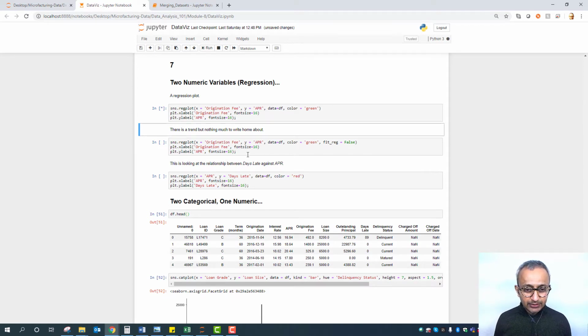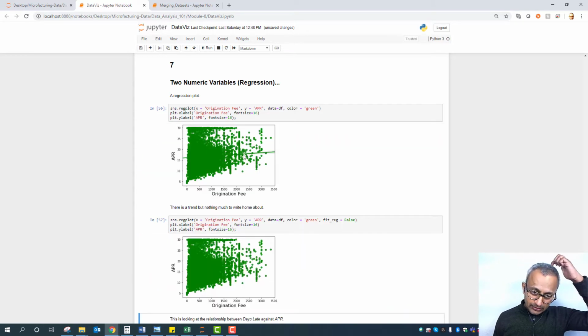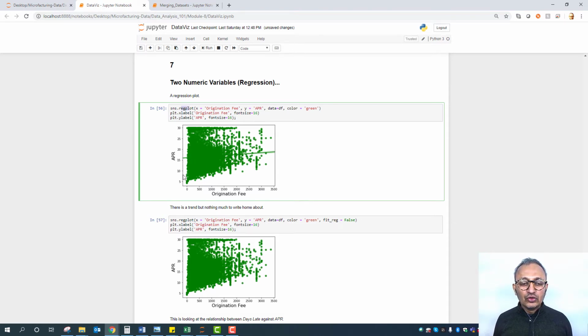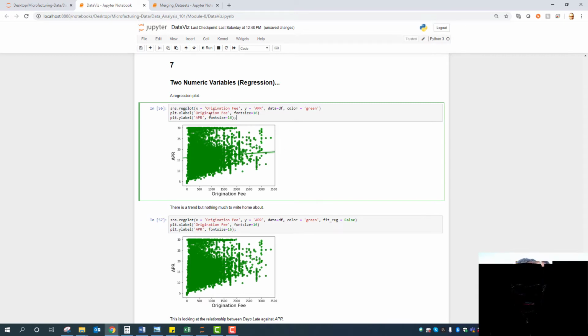Let me plot all of them just in case. So here you see APR and origination fee, and you have this regression. This is called a regression plot. Anytime you have two numerical variables, it will draw a line around where it feels there is a trend. So it's basically drawing a trend line, and that's what it means by doing a regression plot.